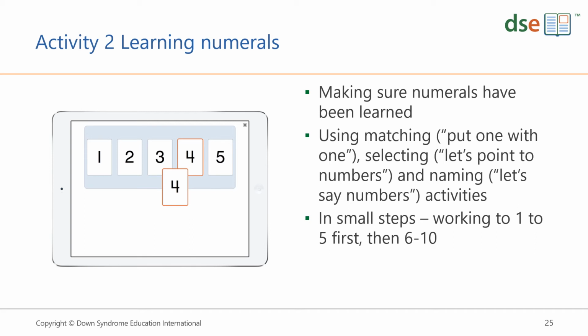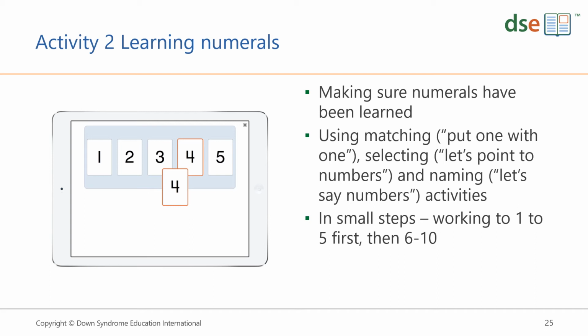When we think they know those numbers, when we think they can recognize the numerals 1, 2, 3, 4, then the selecting activity will be to point to the correct numeral. Show me 4. Okay, so we may introduce the activity with let's point to numbers, and then the instruction is show me 4, and the child's got to point to 4 or show me 2. And then the last step is to be able to say let's say numbers. You show them 4 and the child says 4.